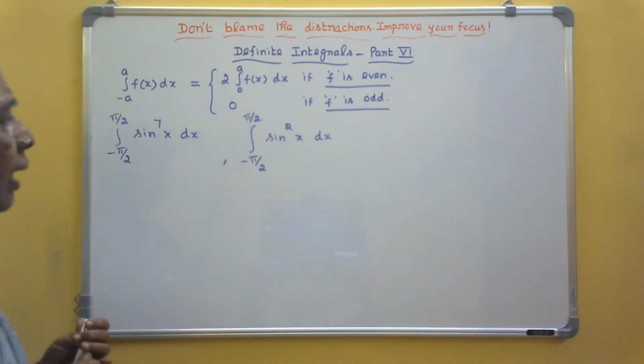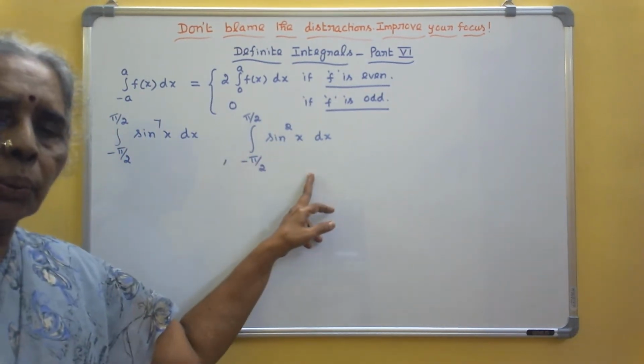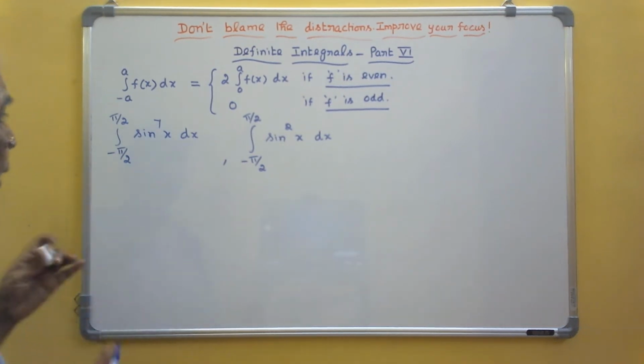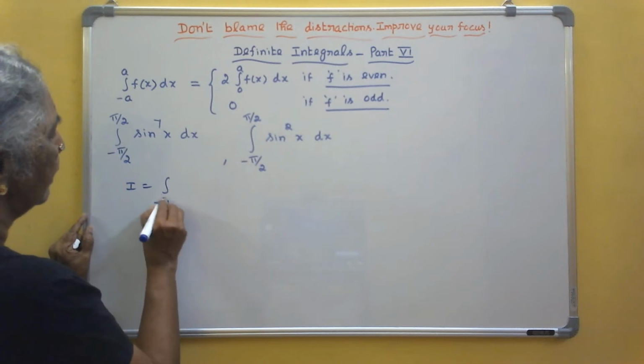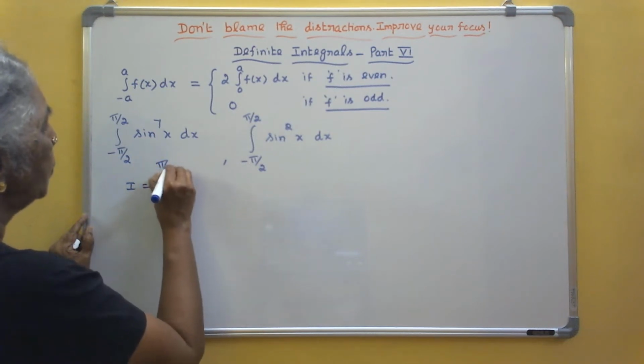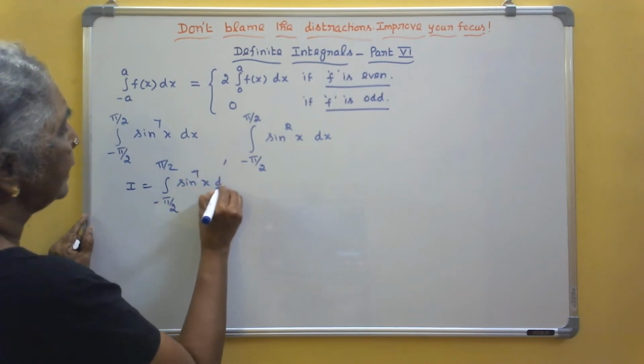So now I will tell you the steps you have to write for this one. This you do yourself. Okay. So now coming to this, I will take I is equal to integral minus pi by 2 to pi by 2 sine power 7x dx.